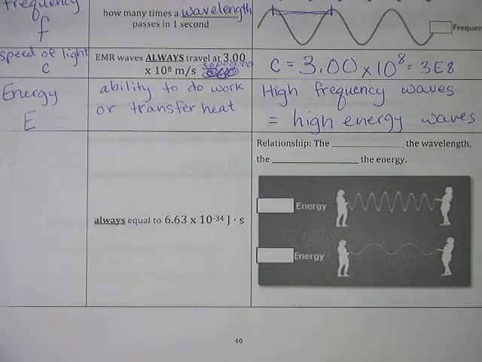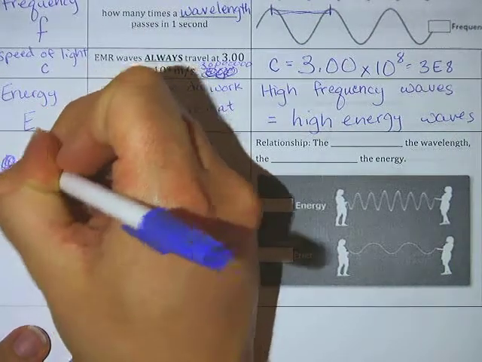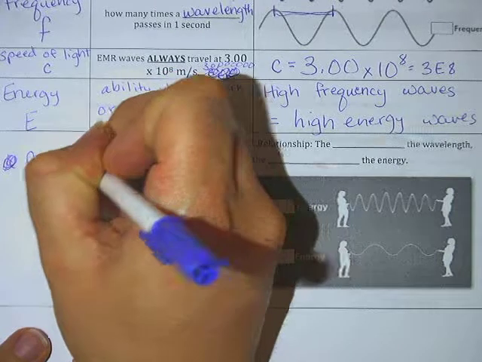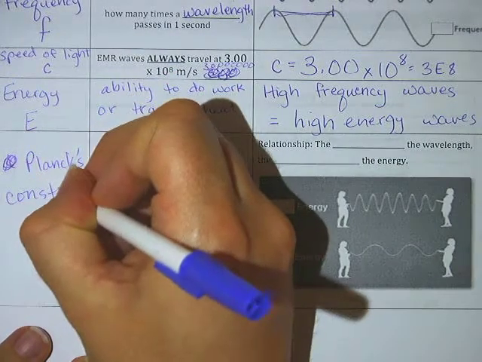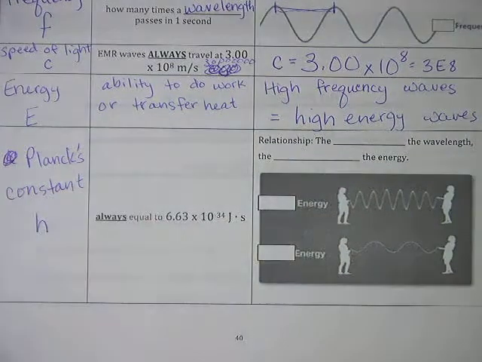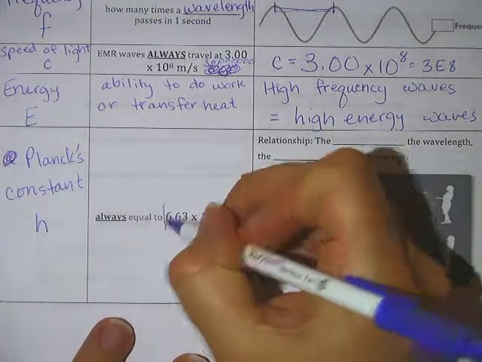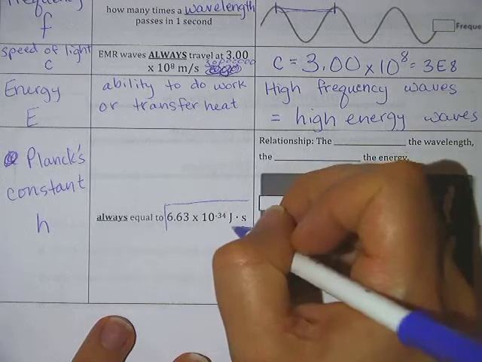And our last variable we need to talk about is called Planck's constant. It's named after a guy, Max Planck. Eventually we're going to show a lowercase h as our variable for this number, Planck's constant. It is always equal to 6.63 times 10 to the negative 34th joules per second.